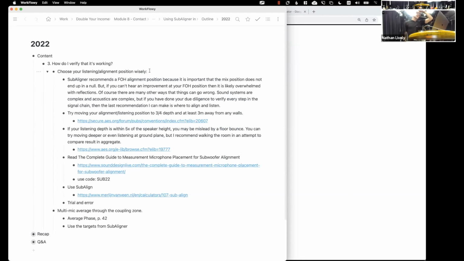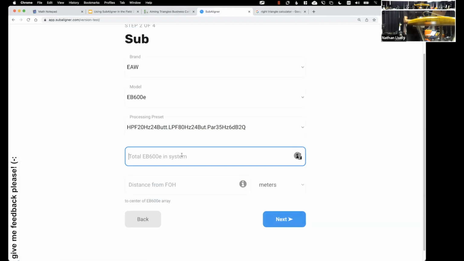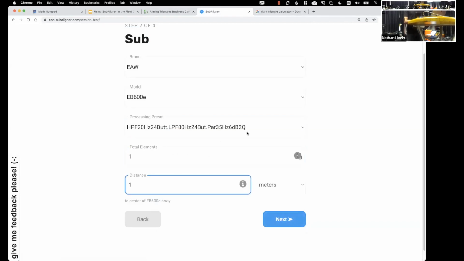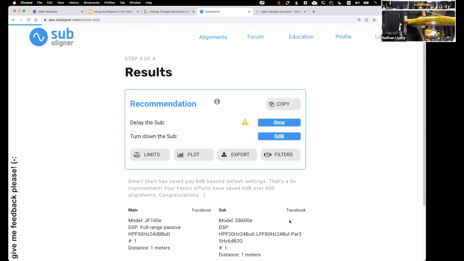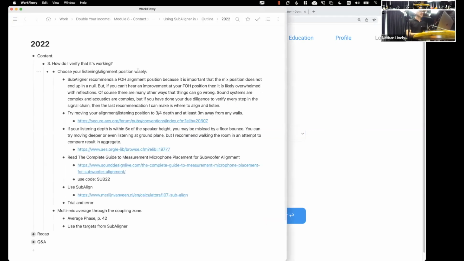So number one way, how do you prove that it's working? Well, there's a listening test built into SubAligner, as we've talked about before. If we put in our values here, and then it's going to give us a result, and then we go to the listening page, then we can play this through our sound system. And then what I recommend is just doing a polarity inversion on one of the channels. And when you hit the polarity inversion, you should hear it get worse. And when you restore it, you should hear it get better. And if you don't, then consider moving your alignment position. Maybe you're too close to a wall.